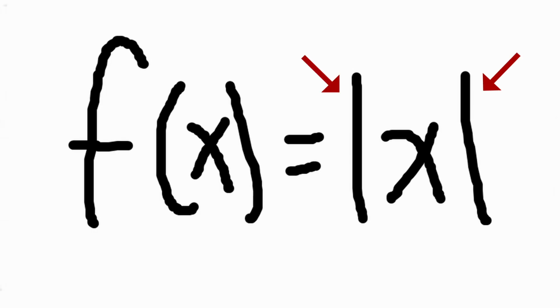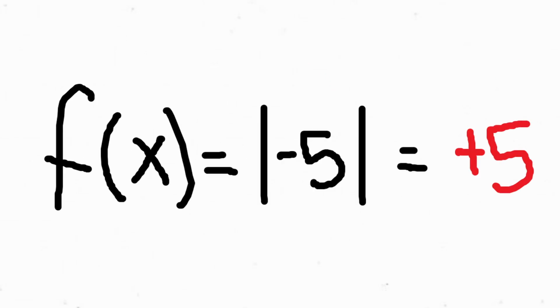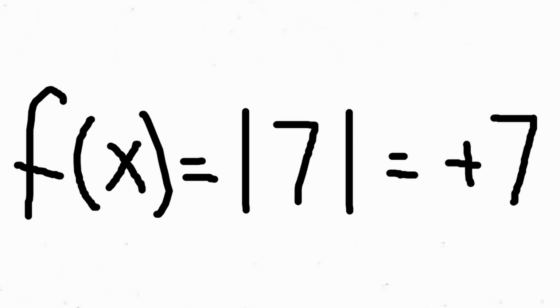The two vertical lines framing the x indicate that no matter what number you plug in, the output will always be a positive version of that number. So, a negative 5 would give a positive 5, and a 7 would still give a 7. Now, let's see what that does to our function.